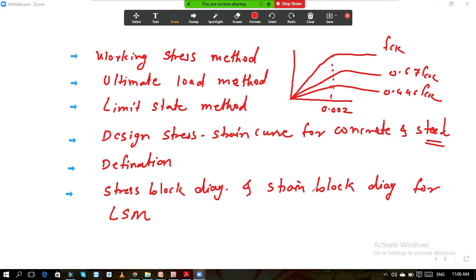The distance between this compressive force and tensile force is called the lever arm. The distance between the compressive force Cu and the tensile force Tu is called the lever arm. It is denoted by the letter Z. This lever arm Z is equal to D minus 0.42 XU. This we have also seen.